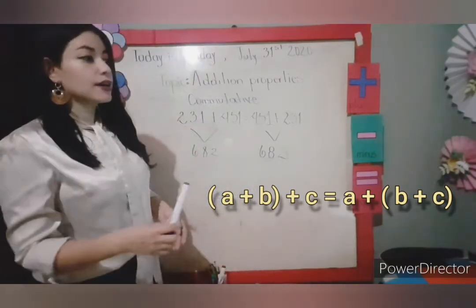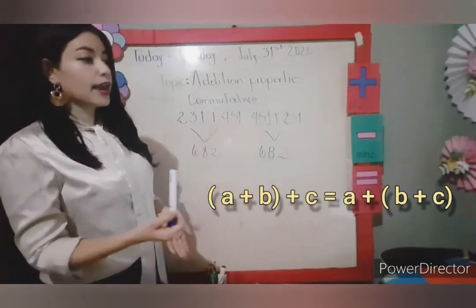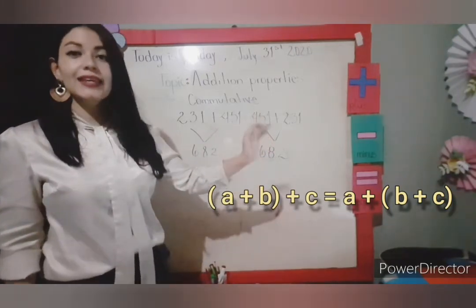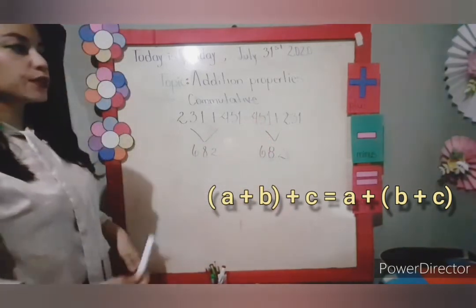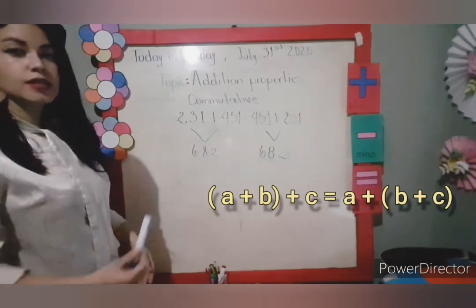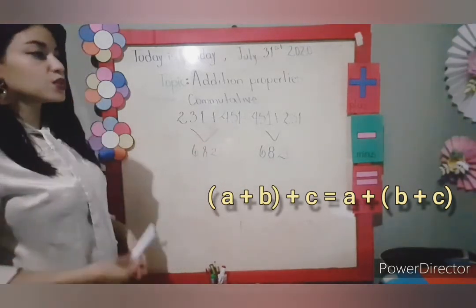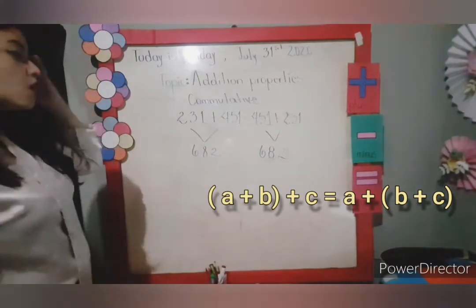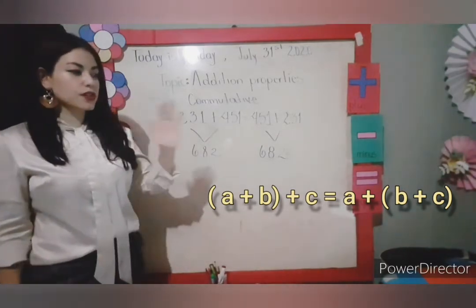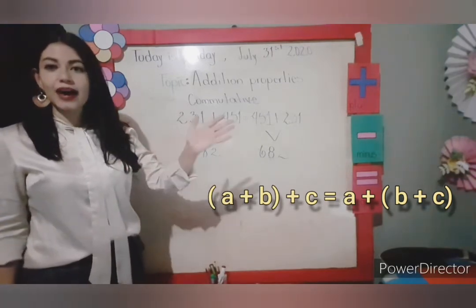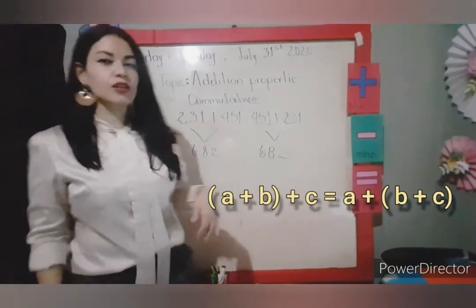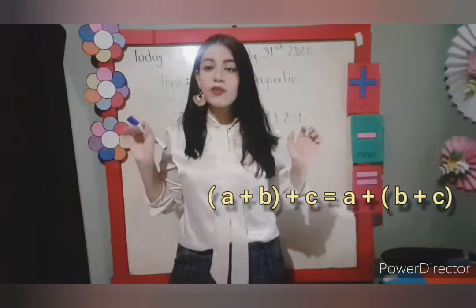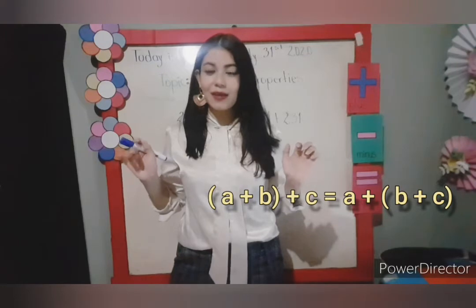We have, in parentheses, A plus B, and out of parentheses, plus C, is equal to, out of parentheses, A plus, in parentheses, B plus C. As you can see, only the grouping of the numbers changes, right? The group of the items. In other words, it changes the position of the parentheses. But the result is the same.